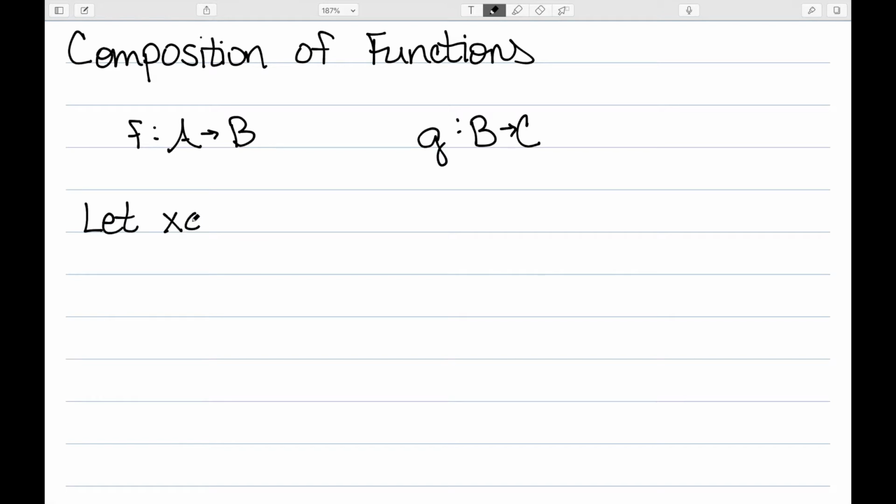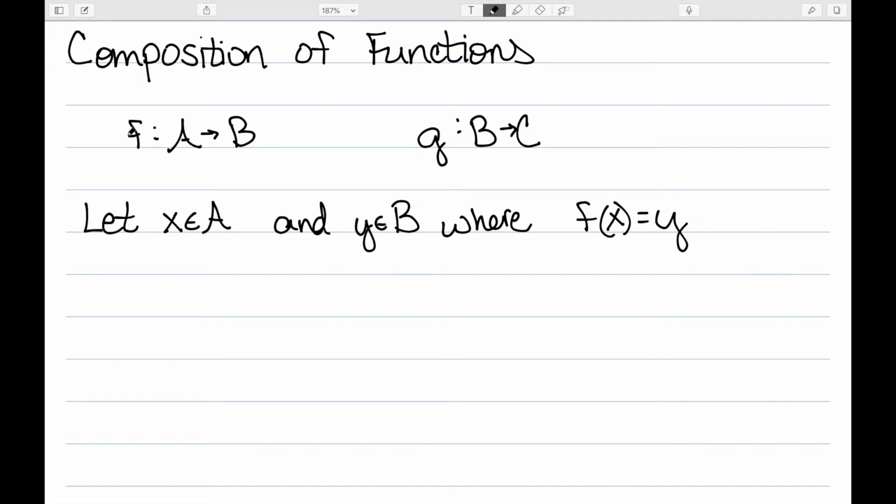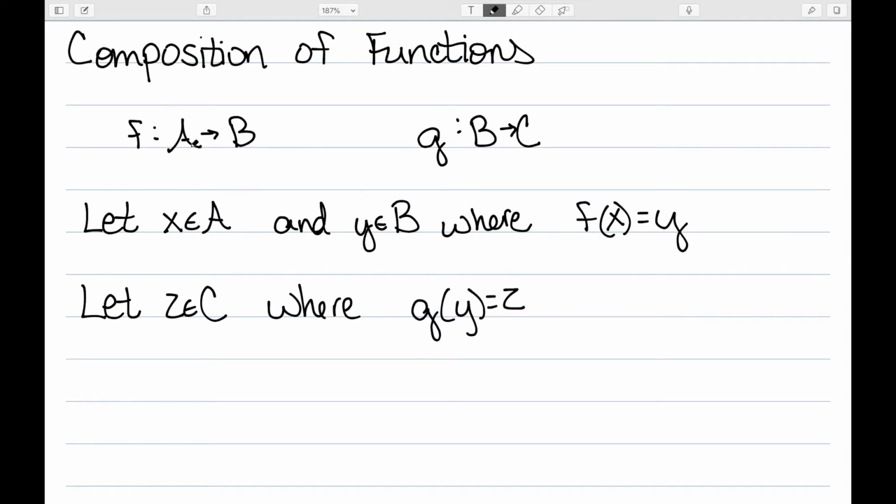We're going to let x belong to A, and y belong to B, where f of x is equal to y. So we pick an element in A, input that into my function f, and we get the output y. We'll then let z be an element in C, where g of y is equal to z. So I input an element x into my function f, I get my output y, I then use that as my input for g.